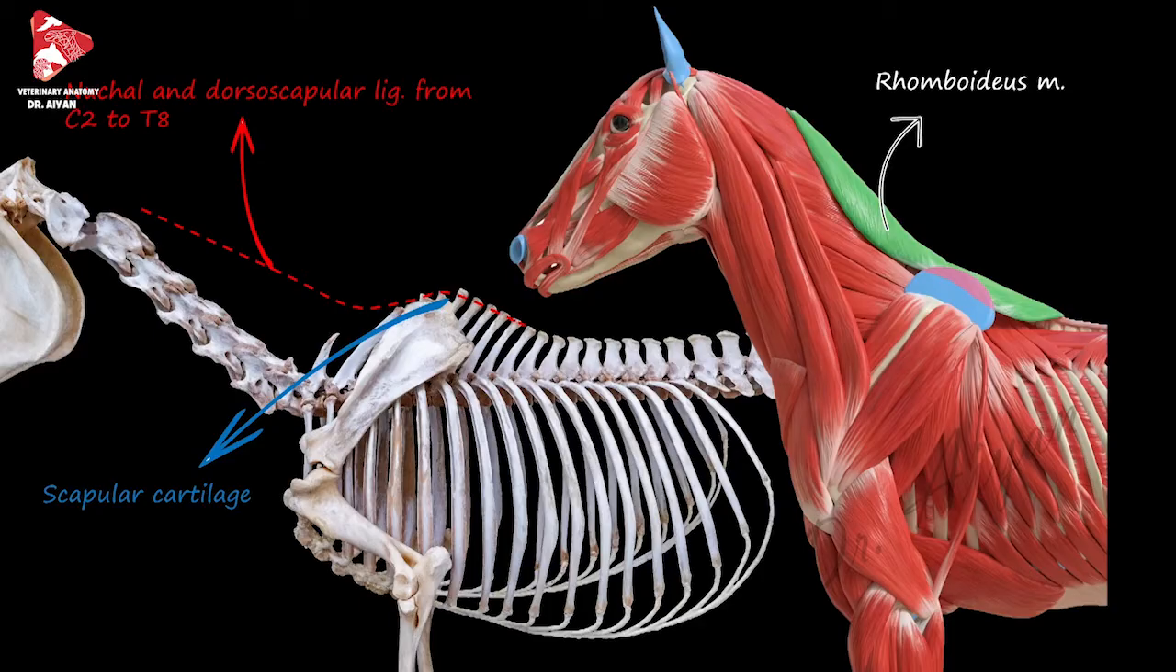The rhomboideus muscle is innervated by the ventral branches of the cervical and the thoracic spinal nerves in this region. The function of this muscle is to draw the scapula dorsally, as you can see, and especially the cervical part of the rhomboideus muscle is there to elevate the head and the neck.